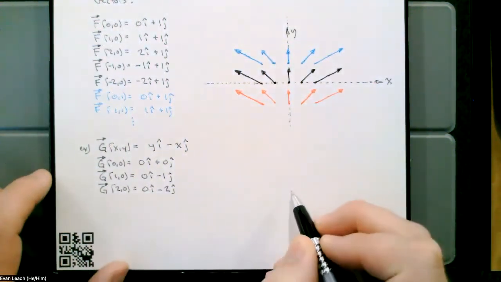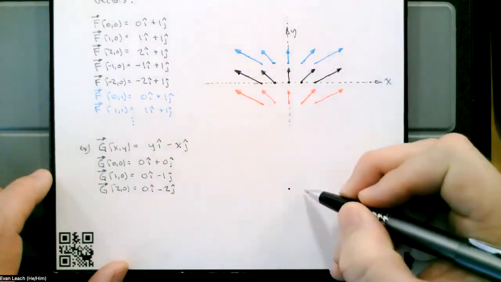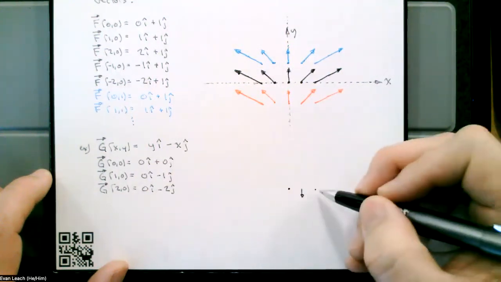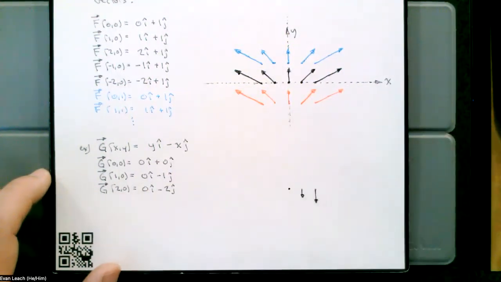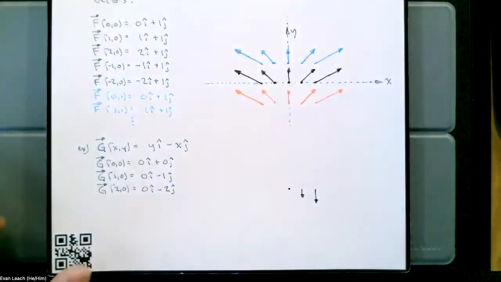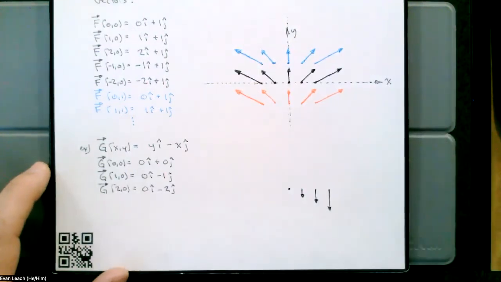So I've got like a 0 here. Then 1 unit away, I've got a vector pointing down. 2 units away, I've got a vector pointing more down. 3 units away, I'd have a vector pointing even more down. So we're just trying to get an idea about what's going on.